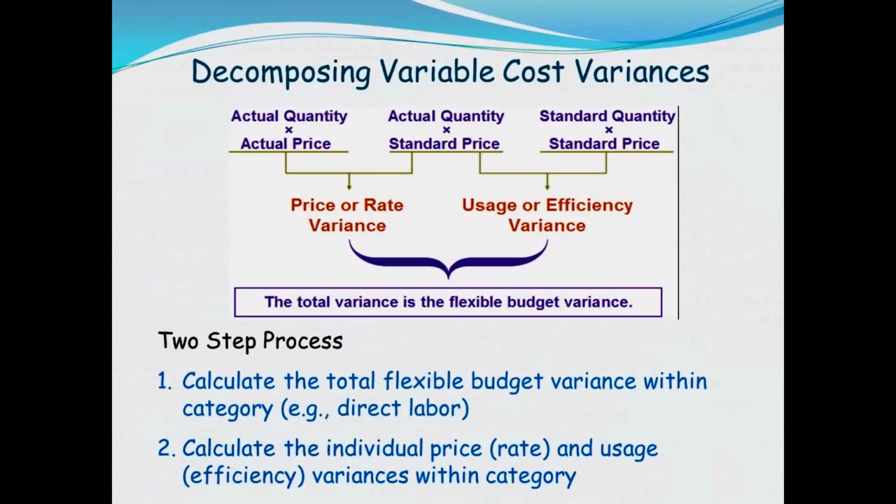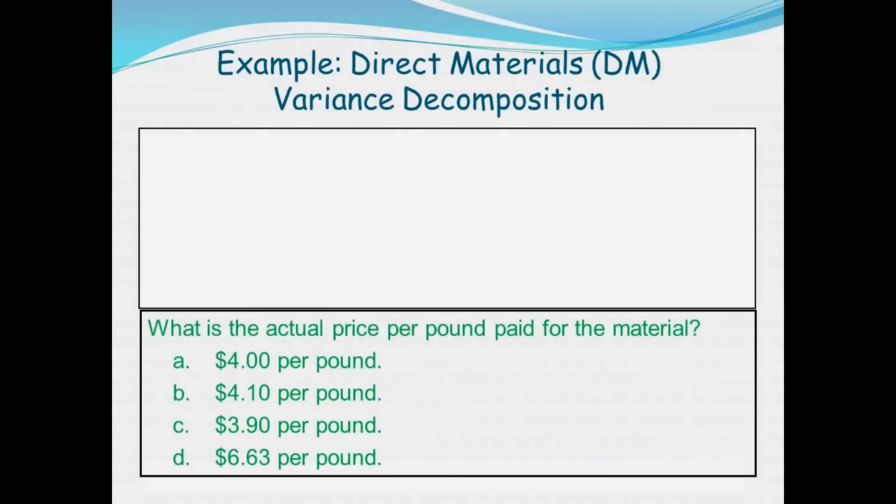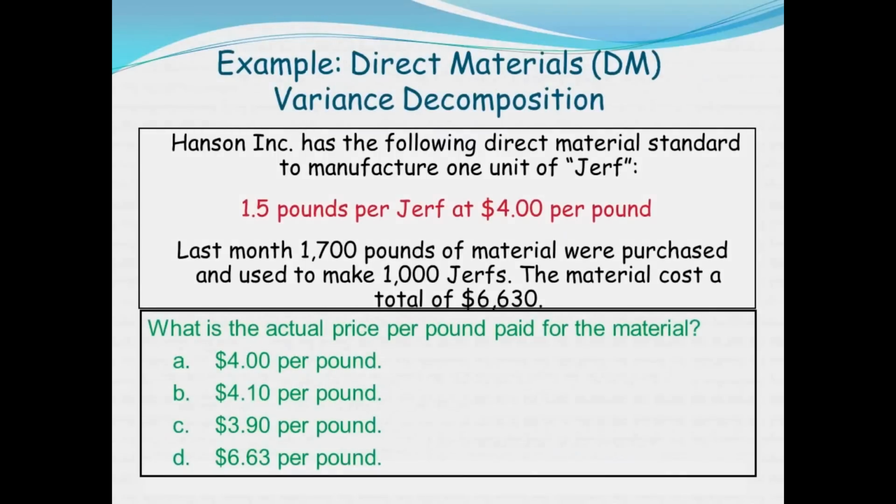Ready? The same idea: actual versus standard, and then you flex in the middle. The top half is going to be the same for the next couple of slides. Hanson manufactures jerk. You need a pound and a half of stuff to create jerk, and it costs $4 per pound. This is your standard. You expect to use a pound and a half at $4 per pound. That's where you put in your master budget.